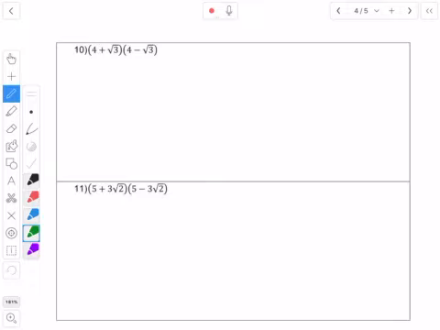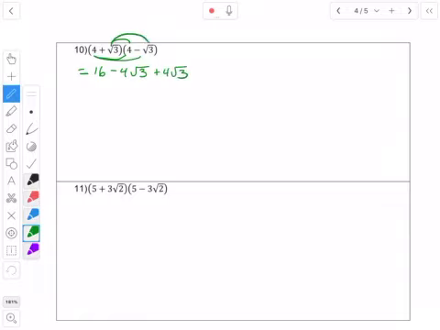Let's see these two last exercises. Okay. So I'm multiplying again. FOIL method. So 4 times 4 is 16. 4 times negative square root of 3 is negative 4 square root of 3. Now, square root of 3 times 4 is positive 4 square root of 3.